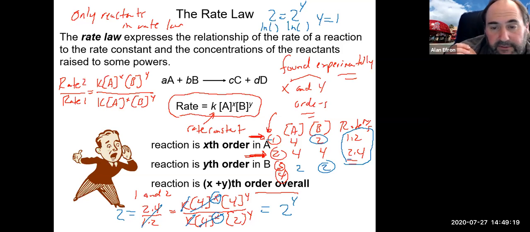Okay, so we'll stop here and then we'll pick up fresh next time, doing some examples with real numbers and values. Any questions on anything we talked about today?